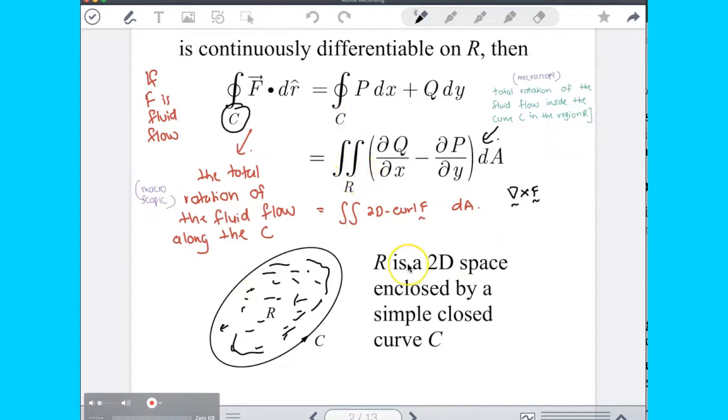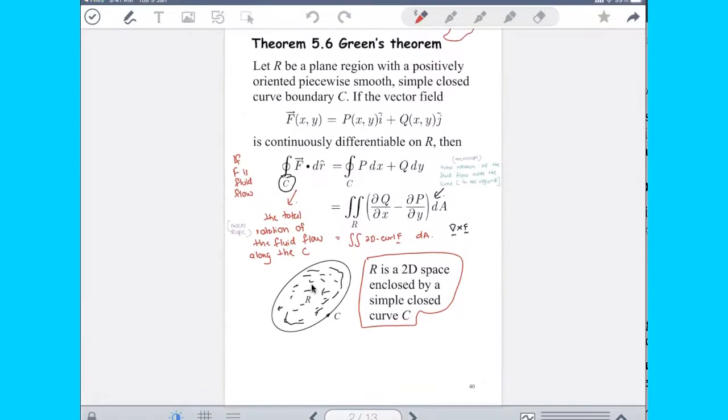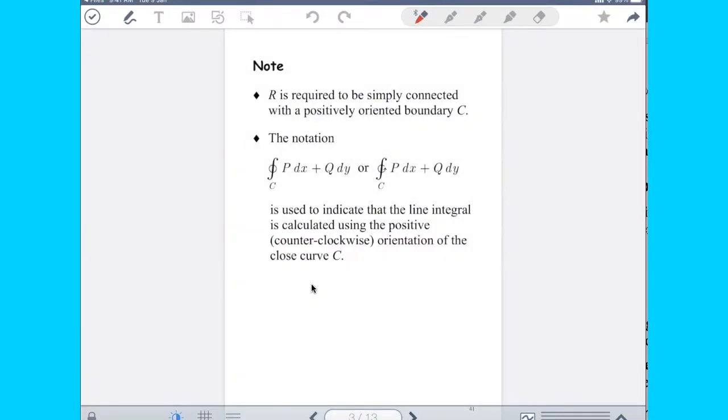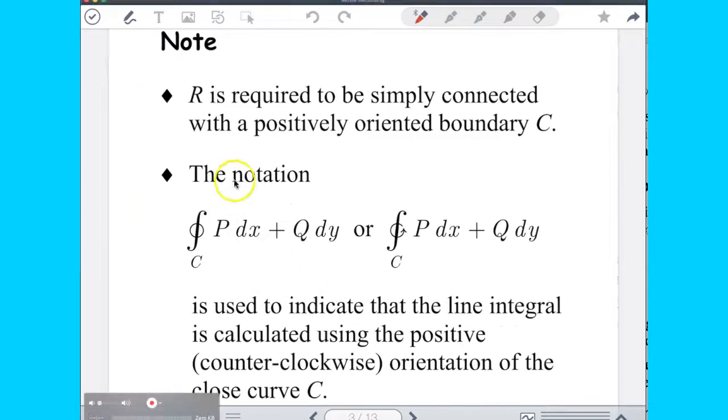Okay, and I would say this one is the condition. R must be 2D space, only i and j. It must be 2D space enclosed by the simple closed curve C in the anti-clockwise direction. So that is Green's theorem. The thing you have to take note of is the condition to apply Green's theorem: R must be a simply connected region with positively oriented boundary C, always pointing in the anti-clockwise direction.